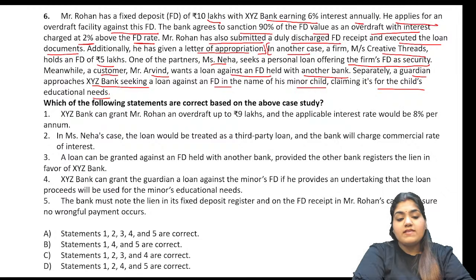XYZ bank can grant a guardian a loan against the minor's FD if it is for the minor's education. Yes, it can for a minor. See, if the person is using the money for themselves, then they will not get a loan. But for the minor's education, they'll get a loan. The bank must note the lien in its fixed deposit register and on the FD receipts in Mr. Rohan's case to ensure no wrongful payment occurs.